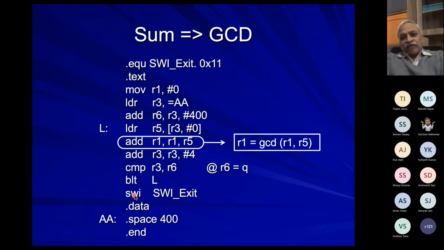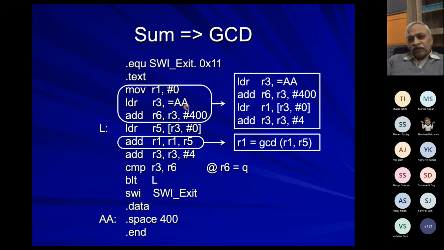Now what we want to do is primarily replace this main body of the loop, which is adding R5, the next array element, to the running sum. So instead of that, we'll put something of this kind: R1 gets GCD of R1 and R5. And for doing this, we'll make a call. So eventually we'll have a BL instruction, but we'll see how we get to that. This is where we primarily want to make the change.